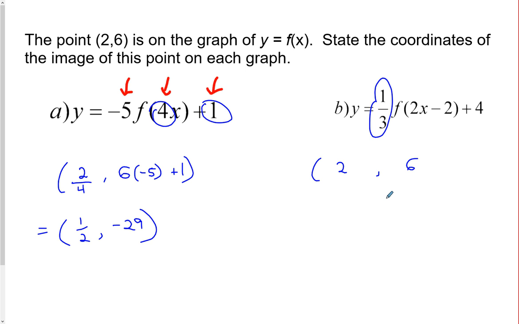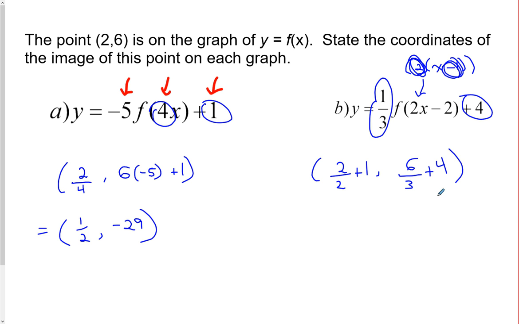This one tells me I'm going to multiply all of my y values by a third. That's the same as dividing by 3. I'm going to need to factor this, so I actually am ending up with 2 times x minus 1. So the 2 tells me I'm dividing all of my x values by 2. The -1 tells me I'm shifting in the positive direction for my x values. So I've got to add 1. And the +4 tells me I'm adding 4 to my y values.